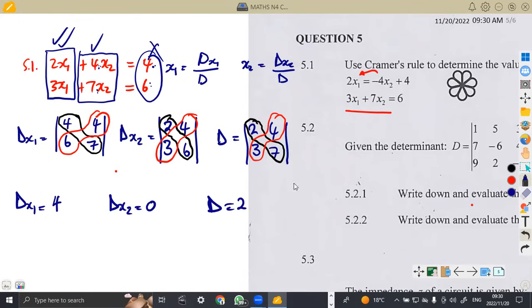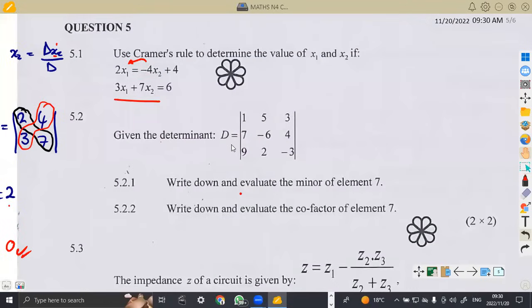Okay, so we have our expressions. Now we can find the answers. Remember, we indicated that x1 is the determinant of x1 over the determinant of constants. So x1 is the determinant of x1, which is 4, over the determinant of constants, which is 2. So 4 over 2, that's 2. We move on to x2, determinant of x2, which is 0, over the determinant of constants, which is 2. So that's a 0 there. So x1 is 2, x2 is equal to 0. So that was it for 5.1.